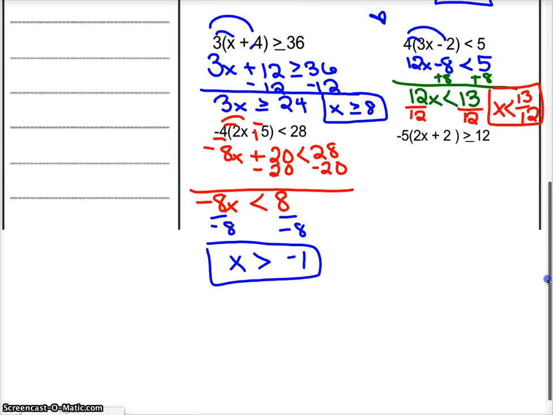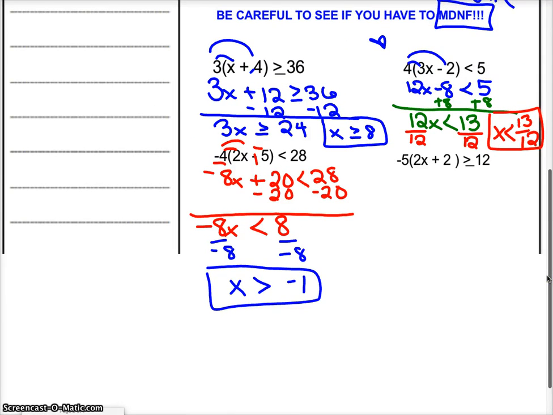Okay, so let's see, I have another negative on the outside that I need to distribute. Negative 5 times 2 is negative 10x plus negative 5 times 2 is negative 10. Negative 10x plus negative 10 is bigger than or equal to 12. Oh, I don't love this. It gets weird. Now I have to minus a negative 10. What happens when you minus a negative? It's really just plussing. So negative 10x is bigger than or equal to 22.